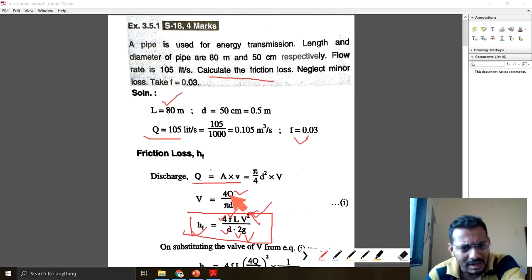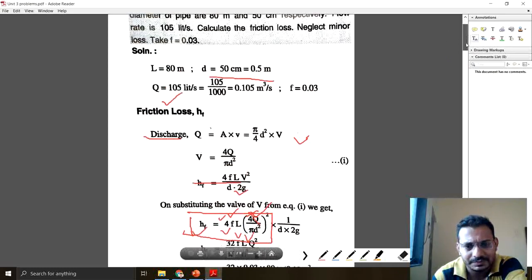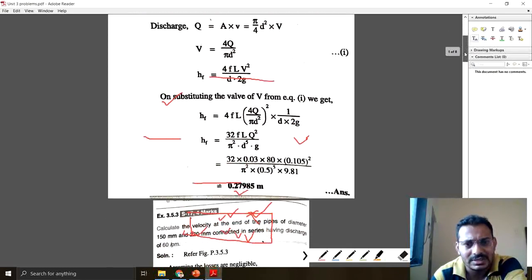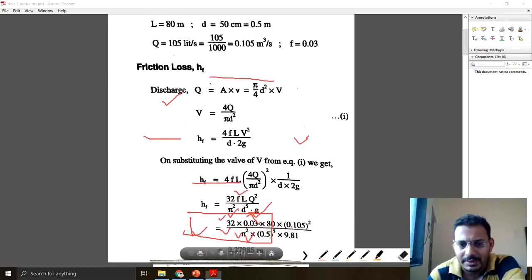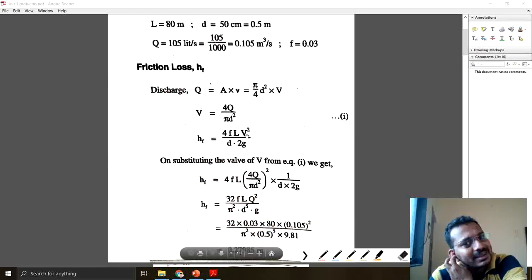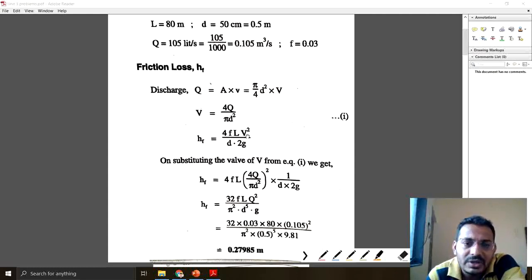Now there are two ways. Either first calculate the velocity separately, or instead of velocity you can put this formula as it is. So there are two ways, and we will prefer one. The preferred one is putting the value of velocity v as 4Q divided by pi d square.